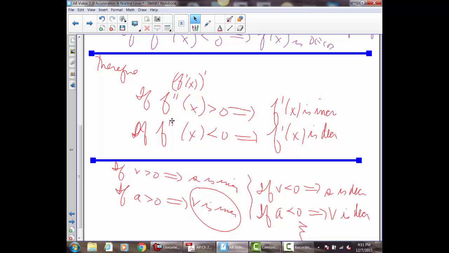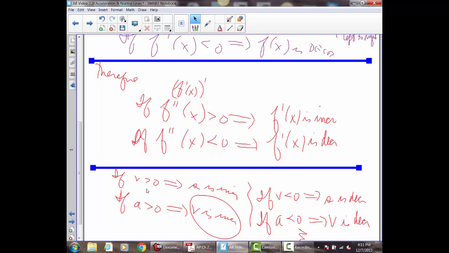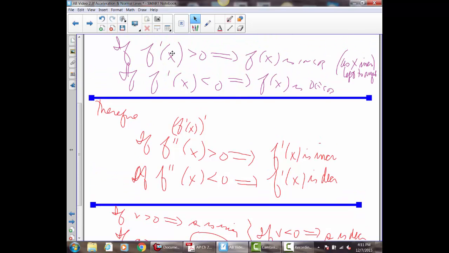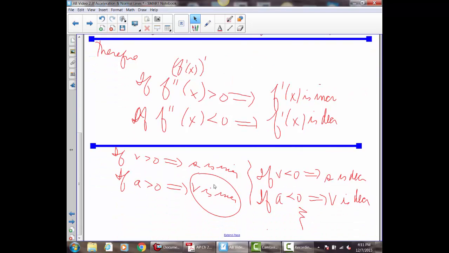Translation, look at it down here. If the acceleration is positive, then the acceleration being the derivative of the velocity, that would be from up here. If the acceleration, which is the derivative of the velocity, is positive, then the velocity would be increasing. If the acceleration is negative, the velocity is decreasing.